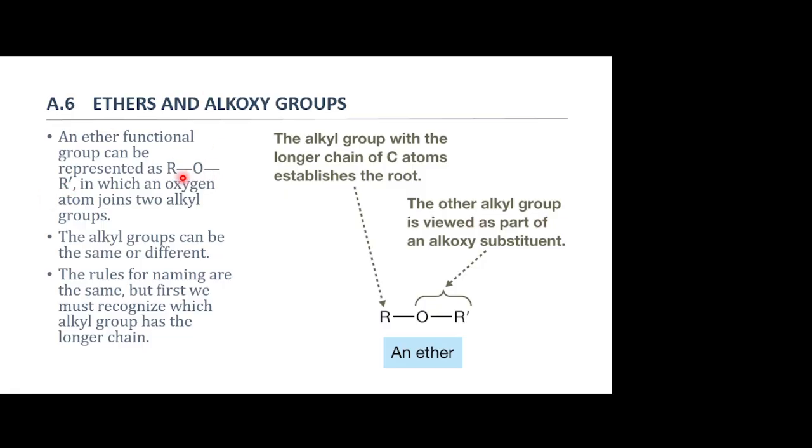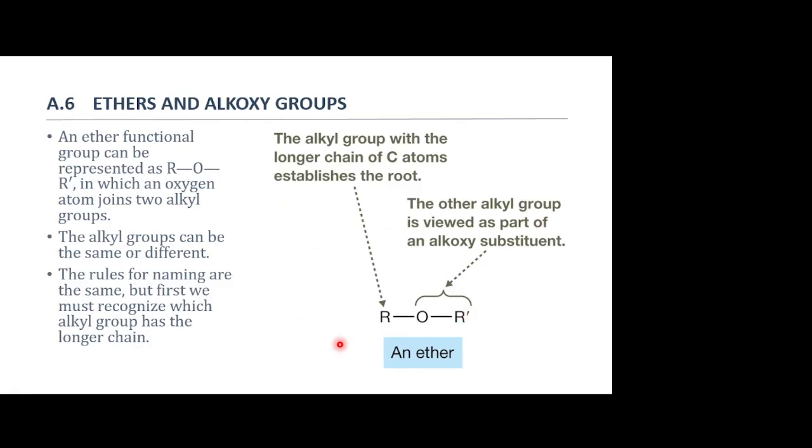Now, anybody remember what R means? It's some carbon chain. We don't care what it is, right? Another way of saying that is residue. Okay. So alkyl groups can be the same or they can be different. It doesn't matter. These could be two methyls that's still an ether. Okay. They could be two cyclopropanes. It's still an ether.